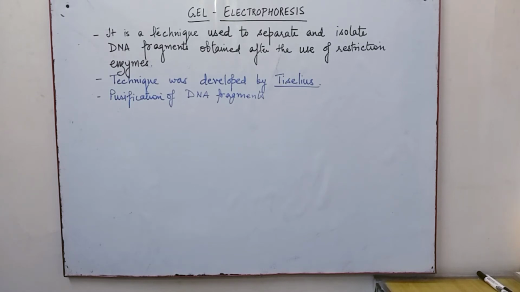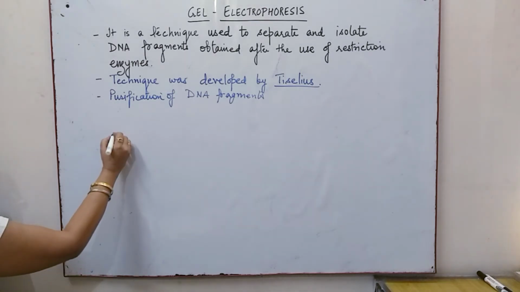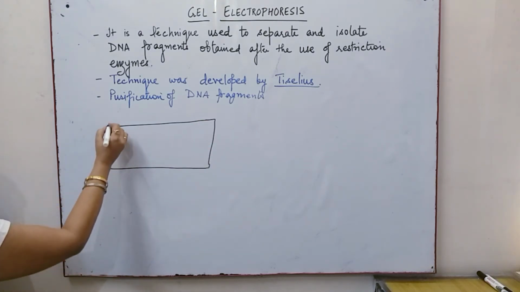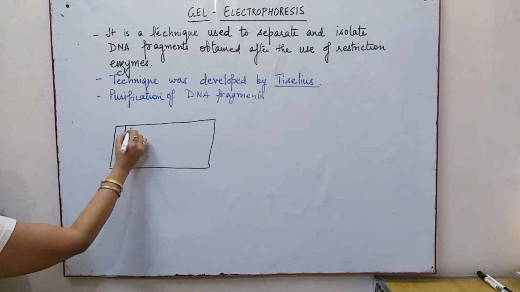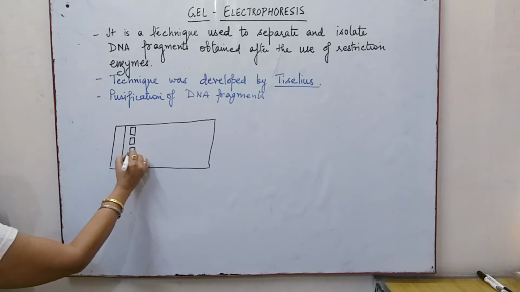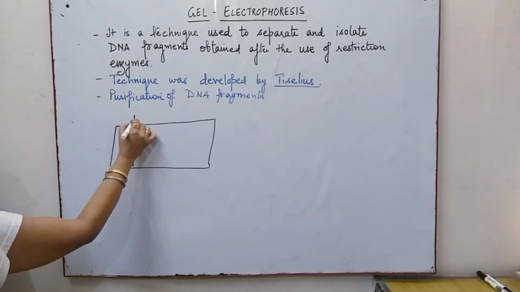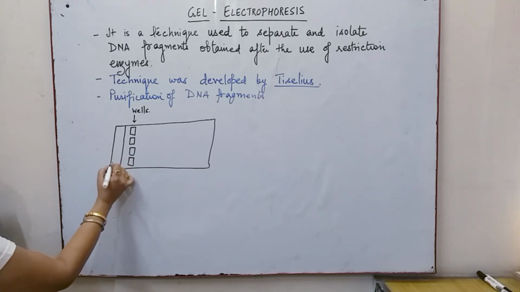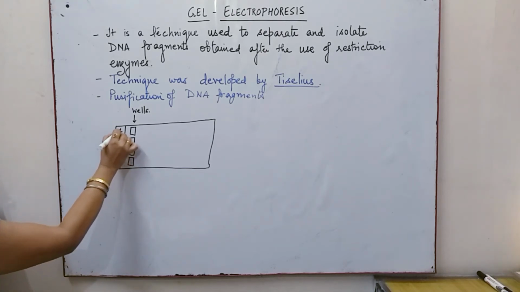Now, for this we have to use a matrix or a gel. Now this matrix or a gel is the agarose gel. Agarose gel is obtained from the seaweeds. So if we see the arrangement of this, the plate, these are the wells over here, and let us name them as 1, 2, 3 and 4.